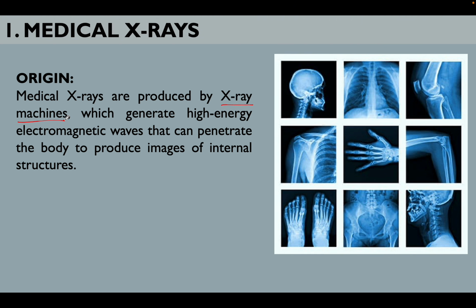We need that if we have a physical exam, or if you have a broken bone, we need an X-ray to see where the fracture is and so on. Medical X-rays are produced by X-ray machines which generate high energy electromagnetic waves that can penetrate the body to produce images of internal structures. Here are some examples of an X-ray result. We can see the internal structures of the body.